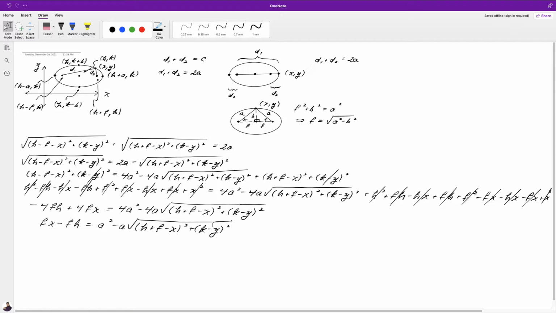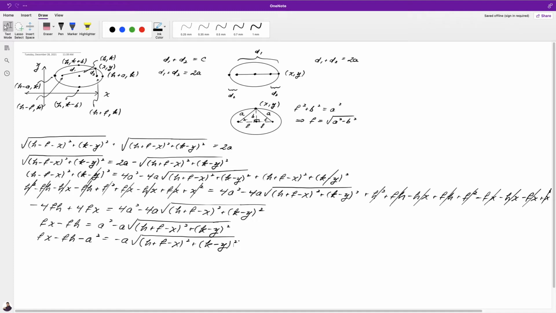Now I think we're going to subtract a squared and then try to square both sides, to try to free up that radicand here. So let's go ahead and subtract a squared from both sides. It's going to give us fx minus fh minus a squared equals negative a times, of course, the square root of (h plus f minus x) all squared plus (k minus y) all squared.